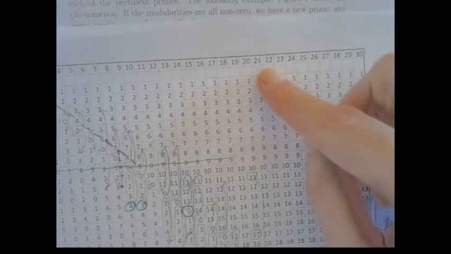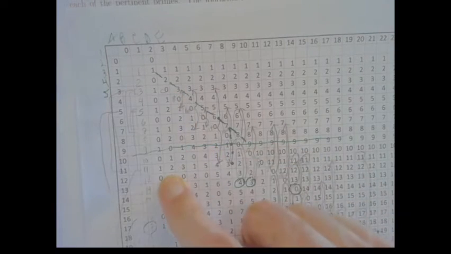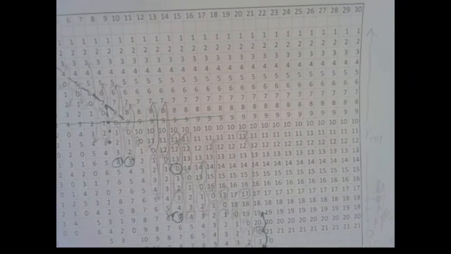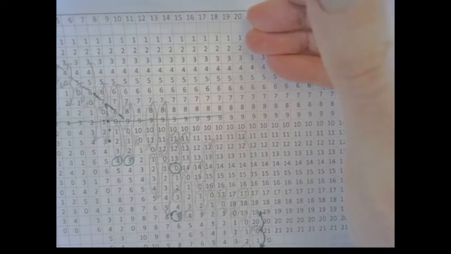Back here, there's no zeros. Now, when you get over here, you get zeros and columns on the other side of this diagonal. So you're not removing any primes when you do this. Now, when you come down here, you're removing primes.